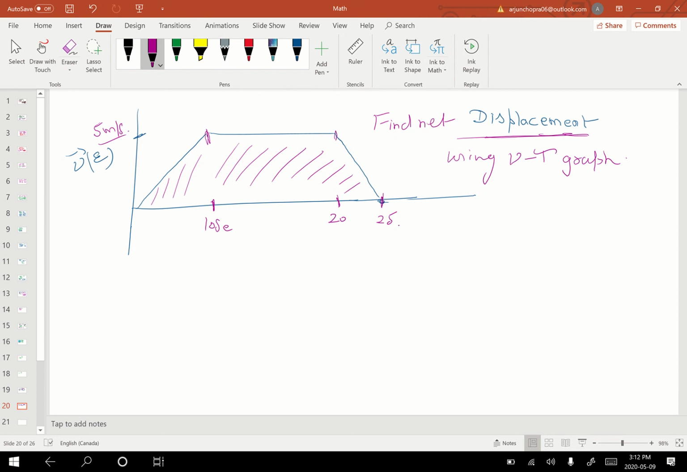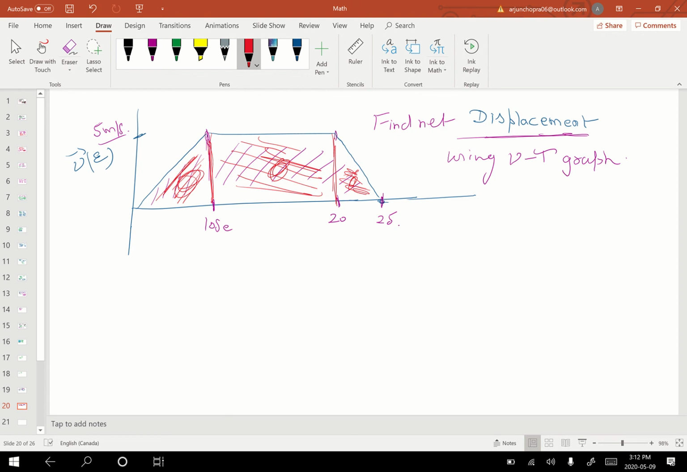Now it's very hard to find the area for this shape, so I can convert it into three different shapes, or three different segments, shall I say. One is this segment, this becomes a triangle, and then this becomes a rectangle, and then after this becomes another triangle. So if I find the area of all these shapes and add those areas, that's going to give me the net displacement. So let's look into what is the net displacement in this case.